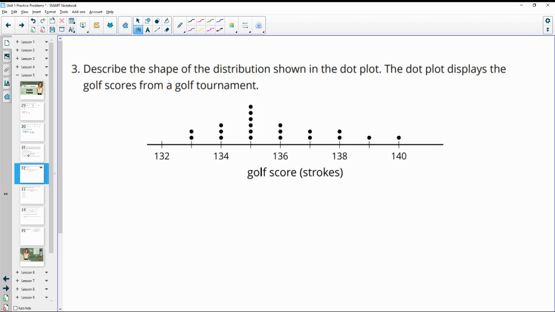Number three, describe the shape of the distribution shown in this dot plot.